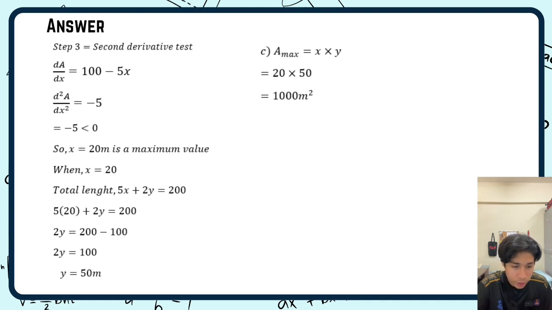For question C, we need to find the maximum total area. So we just need to multiply x and y, where x is 20 and y is 50, and we get 1000 meter square.